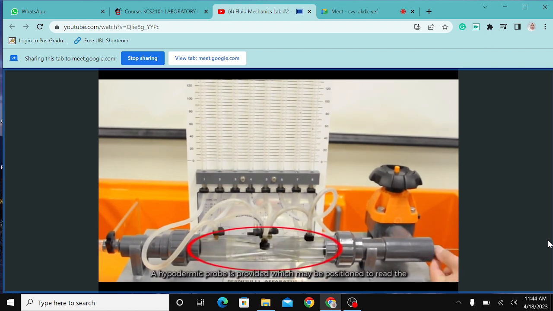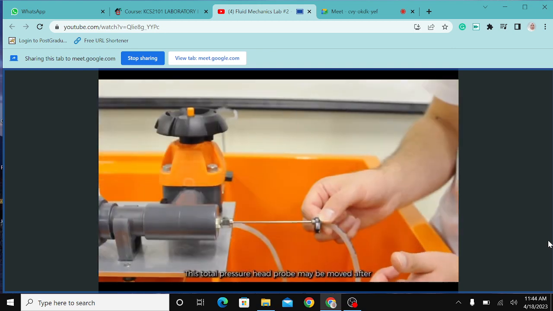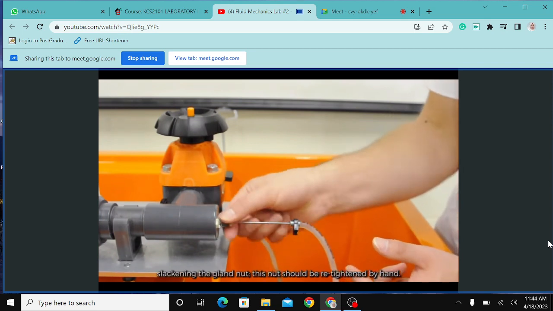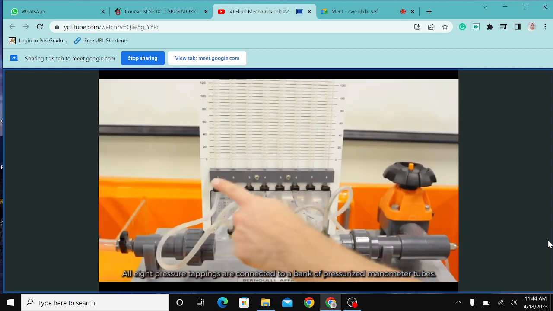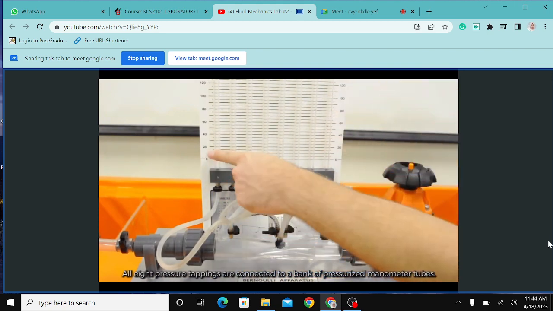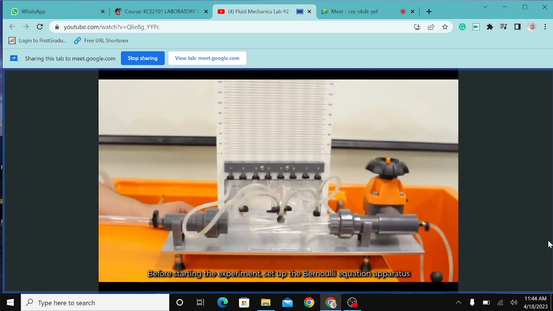A hypodermic probe is provided which may be positioned to read the total pressure head at any section of the duct. This total pressure head probe may be moved after slackening the gland nut. This nut should be retightened by hand. All 8 pressure tappings are connected to a bank of pressurized manometer tubes.